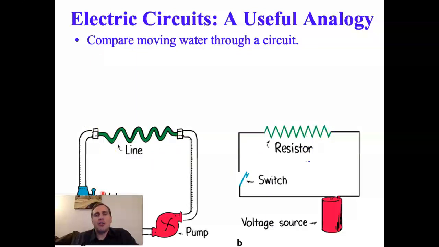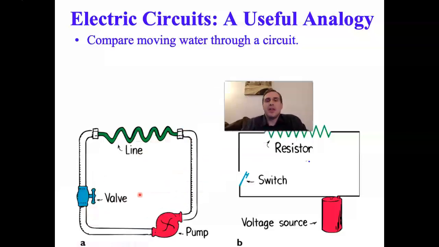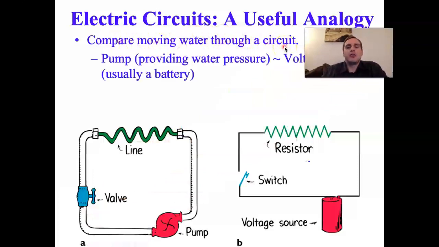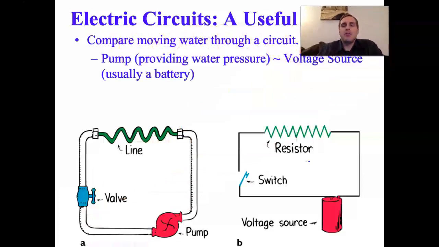Okay, I want to make what I believe to be a useful analogy between electric circuits and water flow. So the idea is to compare moving water through a circuit to electric current. Notice that if you were pumping water, you would have a pump. But the analogy for an electric circuit is the voltage source. A pump provides water pressure, whereas a voltage source provides sort of a push and potential energy to kind of push charges up.